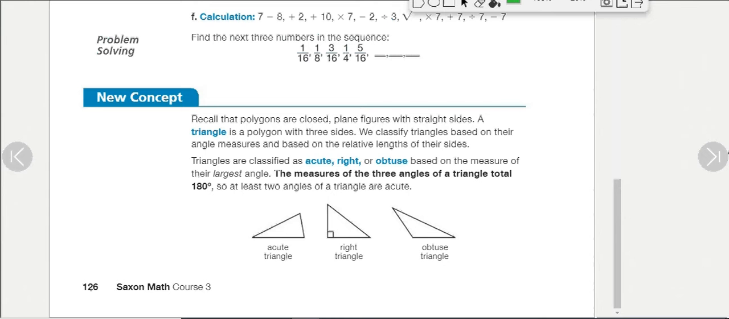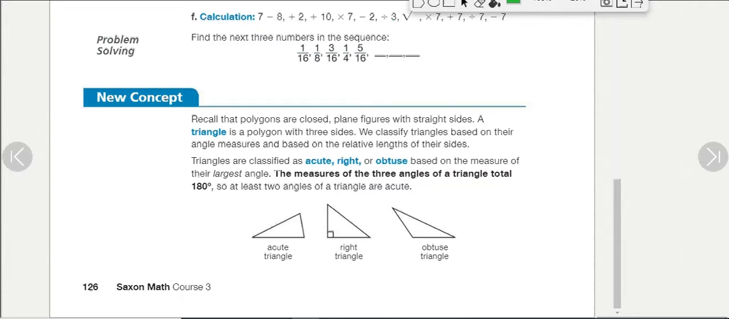Hey, lesson 20 is about triangles, three-sided polygons. Probably the biggest thing to understand with triangles: you can classify them by angle size or classify them by side length. And they're going to start by doing angle size, and then they're going to move on to side length.